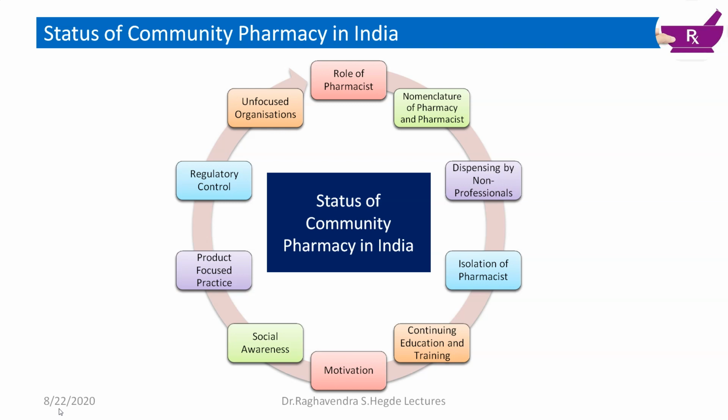Why are they struggling? Because of an unfocused agenda. They don't have a proper agenda. They lack proper vision, and they work on different missions. So the main goal of social recognition as a professional healthcare provider is not being met. So these are all the different aspects of the status of community pharmacy in India and how to overcome them. These are all different lacunae which are there in India.